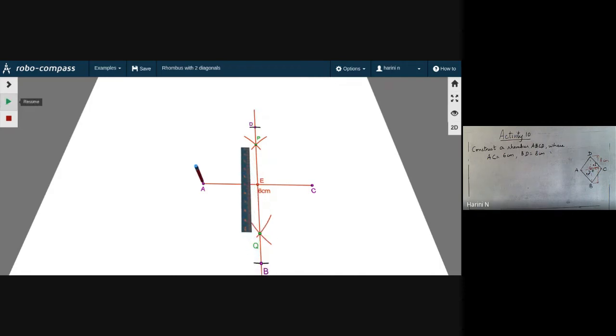I wrote A, B, C, and D. Now all the 4 vertices of the rhombus are ready. Did you get it? What's the last step?